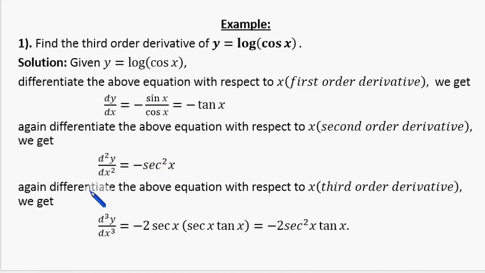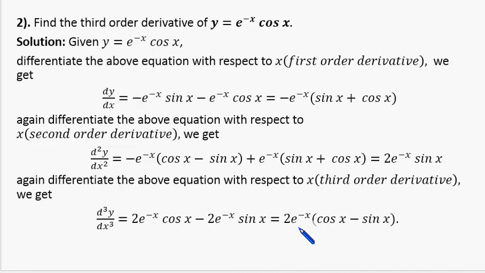Again we differentiate the above equation with respect to x. We can call that the third order derivative. It is d cube y by dx cube is equal to the derivative of minus secant square x, which is minus 2 secant x into the derivative of secant. The derivative of secant is secant x into tan x, that is minus 2 secant square x into tan x. Therefore the third order derivative of y is equal to log of cos x is minus 2 secant square x into tan x.